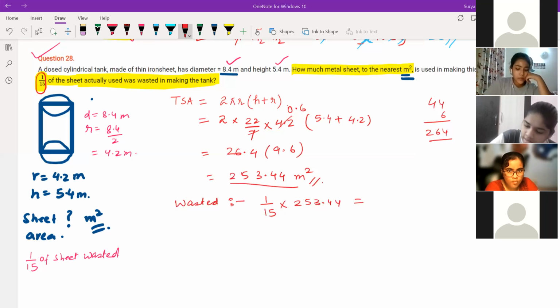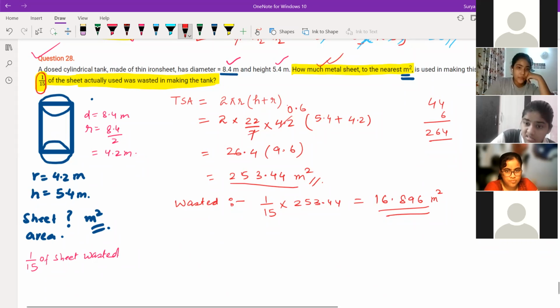If you solve this, how much do you get? Use a calculator. I'm using a calculator right now, but you don't use. It is 16.896 meters square. This got wasted. But how much sheet have we used? So that's not the total thing, right?